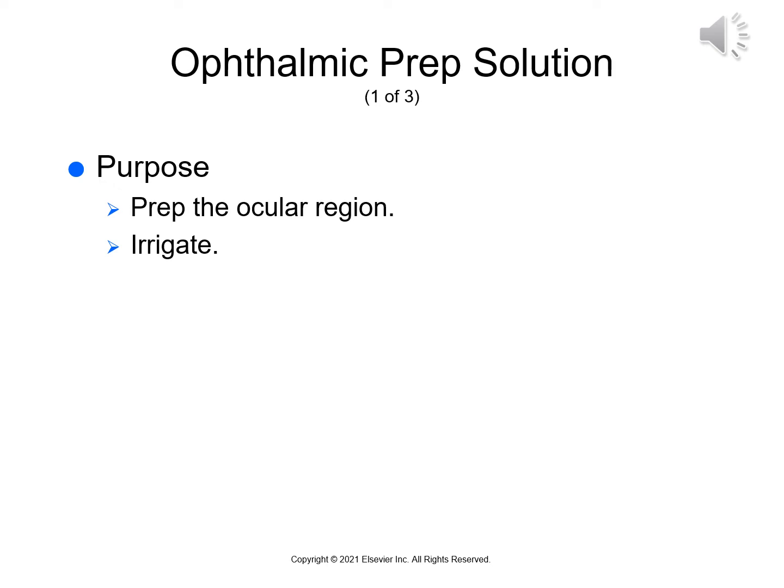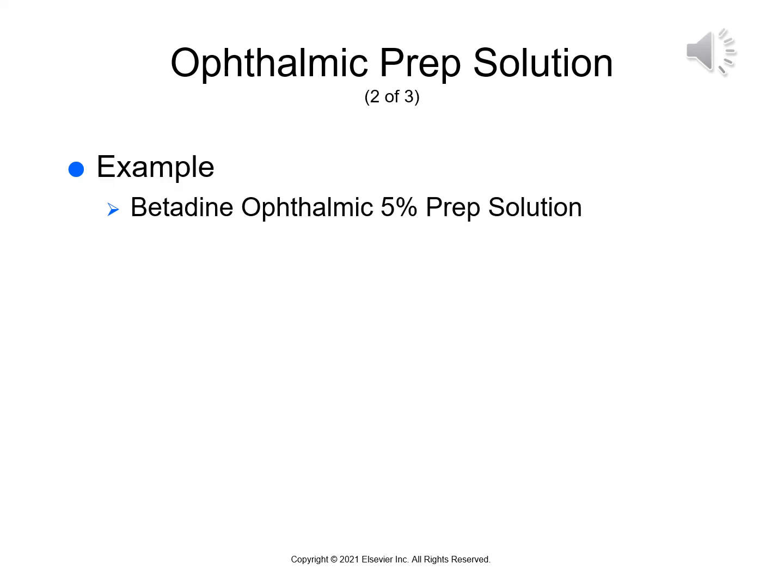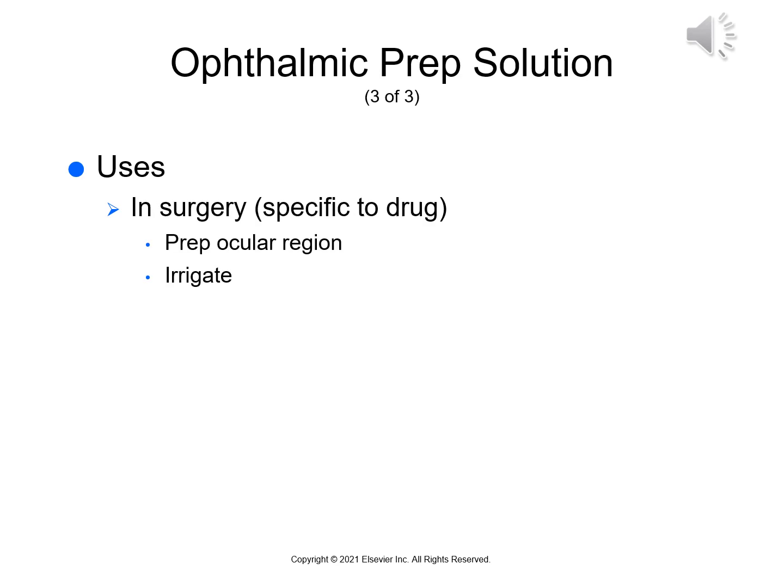So the first one is the ophthalmic prep solution. So second sentence, betadine ophthalmic 5% prep solution is a sterile dark brown liquid stabilized by glycerin that contains 5% povidone iodine. It is used to prep the ocular region that also includes the eyelids, brows, and cheeks. So delicate tissues of the eye require special prep solutions. So the betadine ophthalmic 5% should be left in contact with the prepped areas for 2 minutes. Again, the betadine ophthalmic is a sterile dark brown liquid stabilized by glycerin.